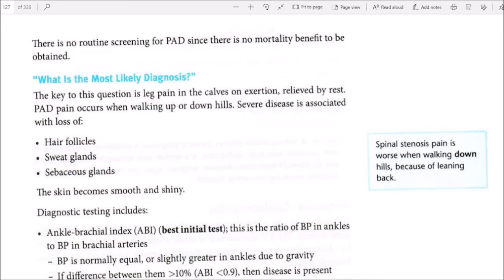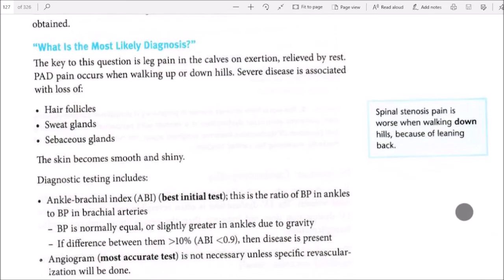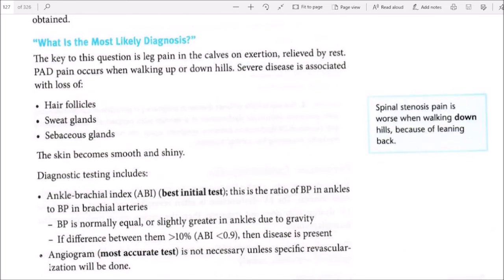The key to this question is leg pain in the calf on exertion, relieved by rest. Peripheral arterial disease pain occurs when walking up or down hills. Severe disease is associated with loss of hair follicles, sweat glands, and sebaceous glands. The skin becomes smooth and shiny. Spinal stenosis pain, by contrast, is worse when walking downhill because of leaning back.